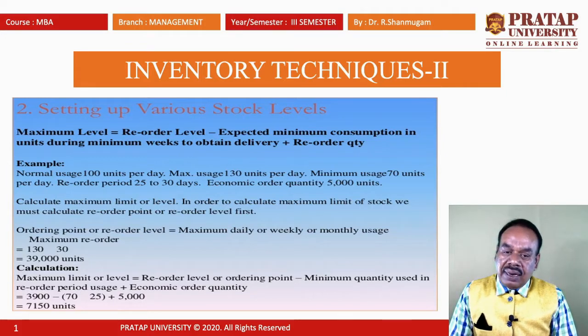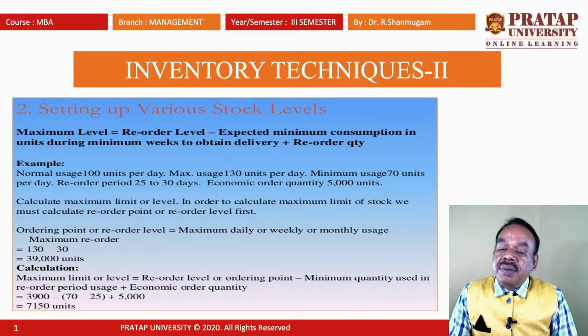In order to calculate the maximum limit of stock, we must calculate the reorder point or reorder level first. Ordering point or reorder level equals maximum daily or weekly or monthly usage times maximum reorder period. Here they gave the maximum usage as 130 units, so we are putting 130. The reorder period is 25 to 30, so we are applying the maximum, 30 days. So 130 into 30, we get 3,900 units.